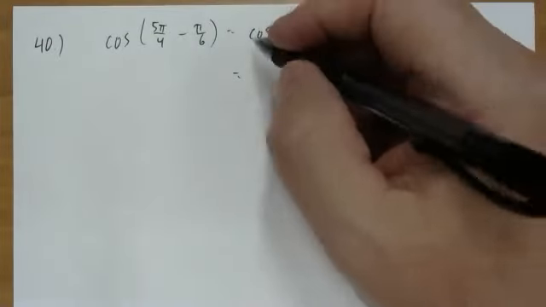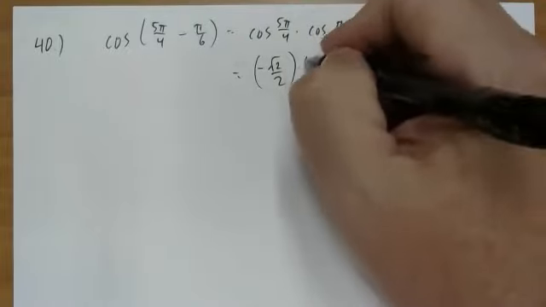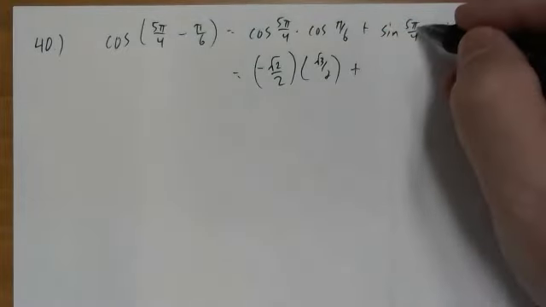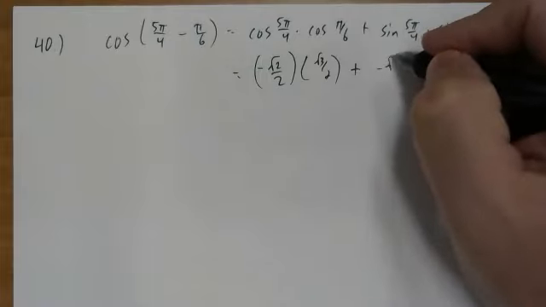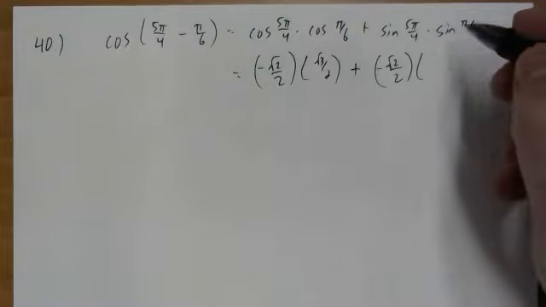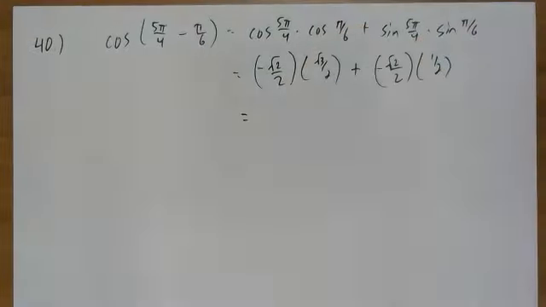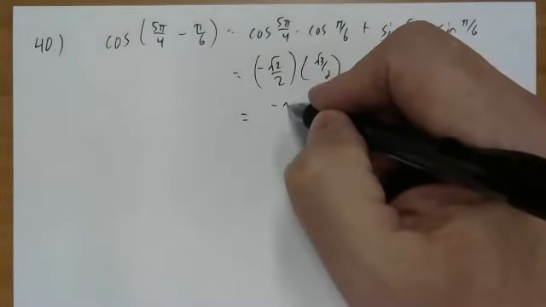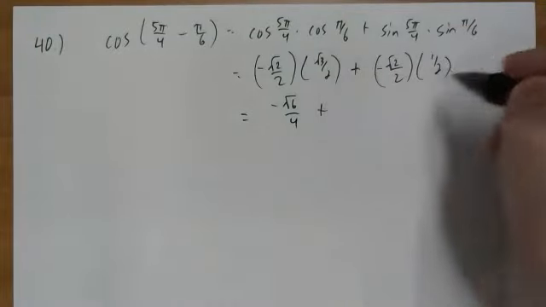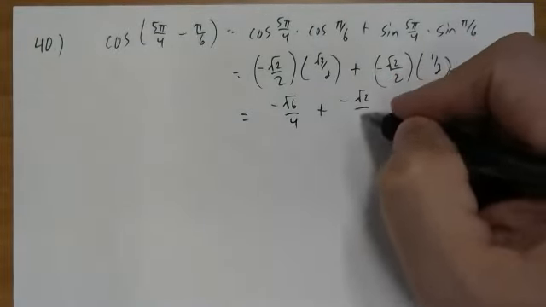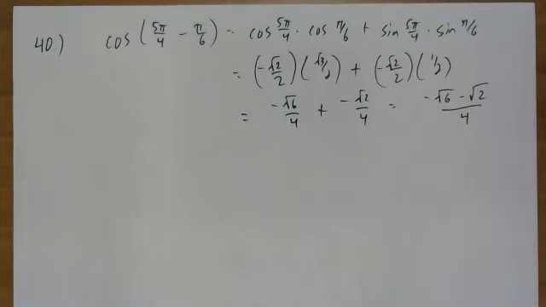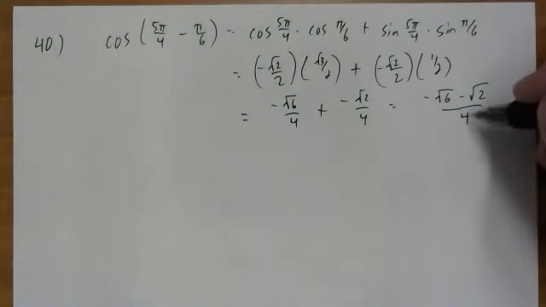Cosine of 5 pi over 4 is negative square root of 2 over 2. Cosine pi over 6 is square root of 3 over 2, plus sine of 5 pi over 4 is negative square root of 2 over 2. Sine of pi over 6 is 1/2. So now you multiply two fractions, you multiply the tops and the bottoms. So this would be negative square root of 6 over 4 plus negative square root of 2 over 4. I can combine this into one fraction, and that should be the answer. I want to confirm it. I shouldn't make any mistakes. And that is correct.